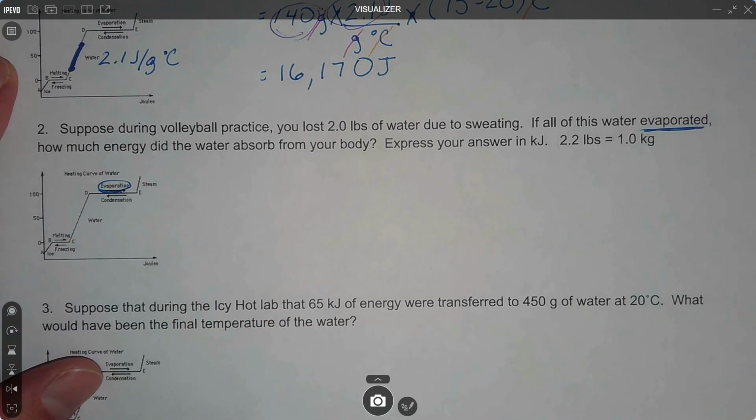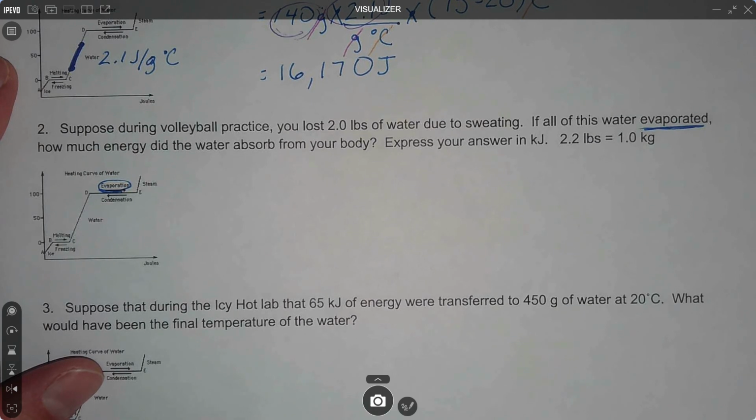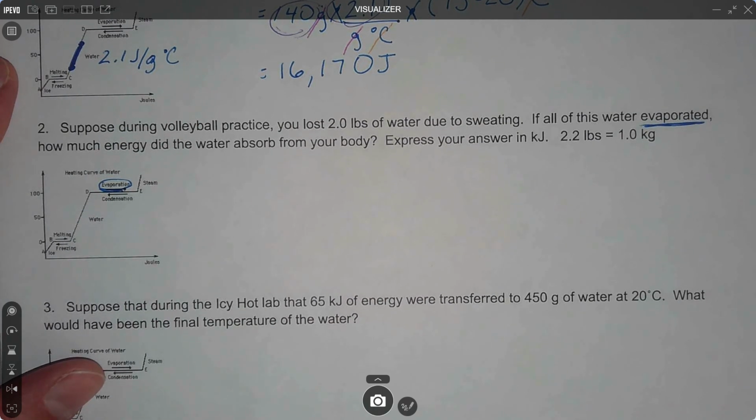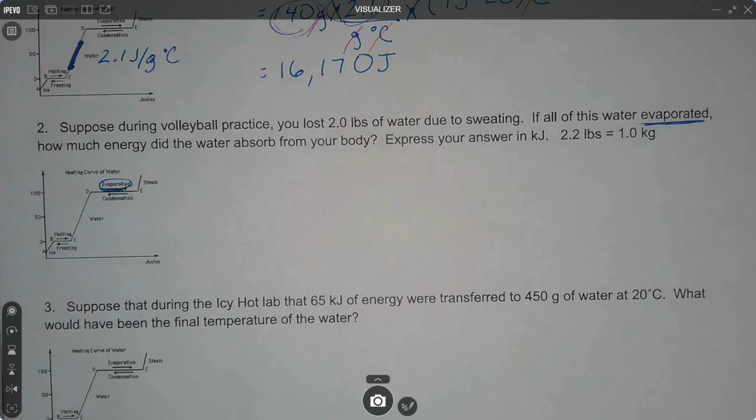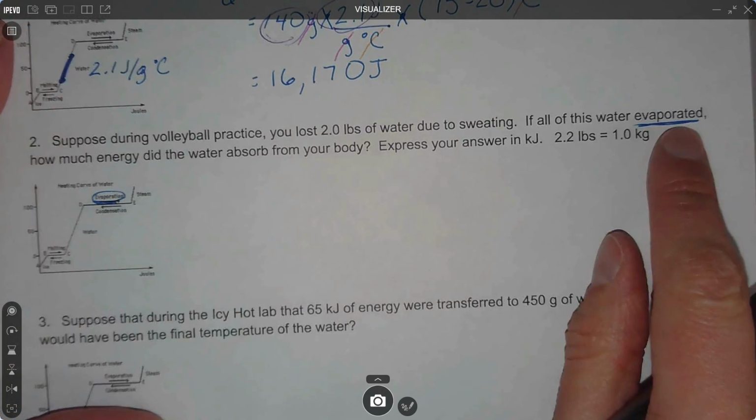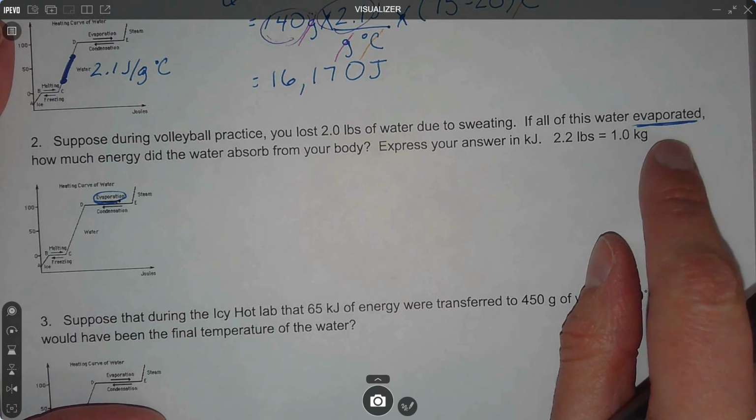What does condensing mean here? Condensing means going from gas to a liquid, like the condensation on the outside of your glass on a hot day. So is that like sweating? Well, sweating is, look, it's the opposite of evaporation.